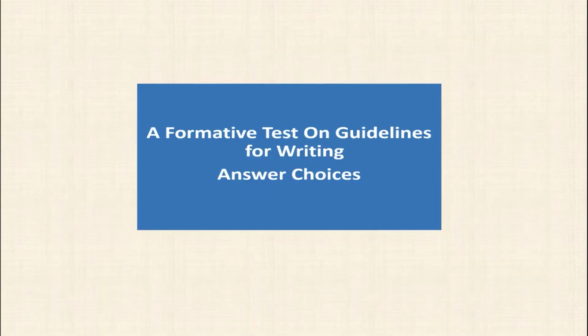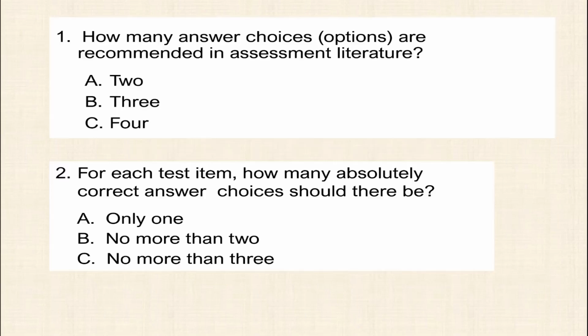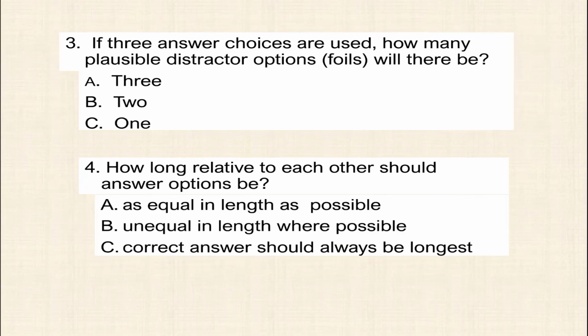So let's take a little formative test on the guidelines now for writing answer choices and see if all this repetition has helped. So number 1, how many answer choices? And you probably all chose 3. Number 2, you probably all chose 1. Number 3, and you probably all chose 2. Number 4, hopefully you all chose that one.